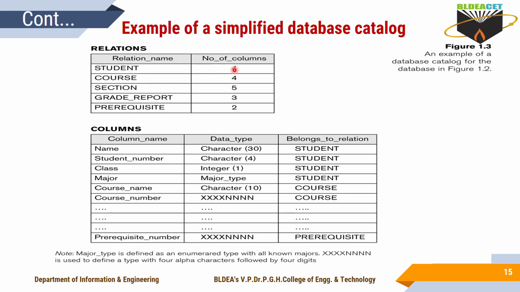Student contains 4 columns, course contains 4 columns, section 5. Next, for each column, what is the name of the column, what is the data type, and which relation does it belong to? That information is stored for the column. See here, name is one of the column names and its data type is character with a limit of 30 characters. It belongs to the student relation. These columns and this information we call metadata, and it is stored in the first disk here. This is a sample of the catalog. The collection of all these things we call the catalog.